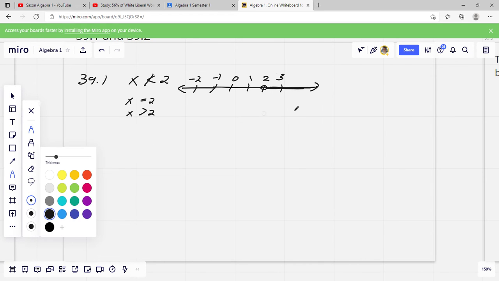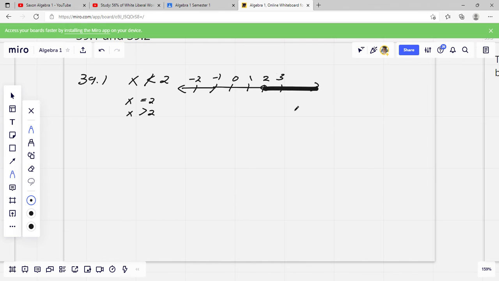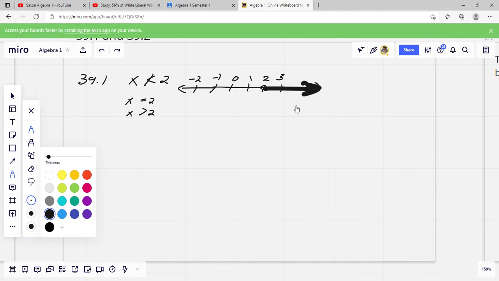Make my pen a little bigger. Okay. Alright, we'll try another one. Oops. Too big. Okay.